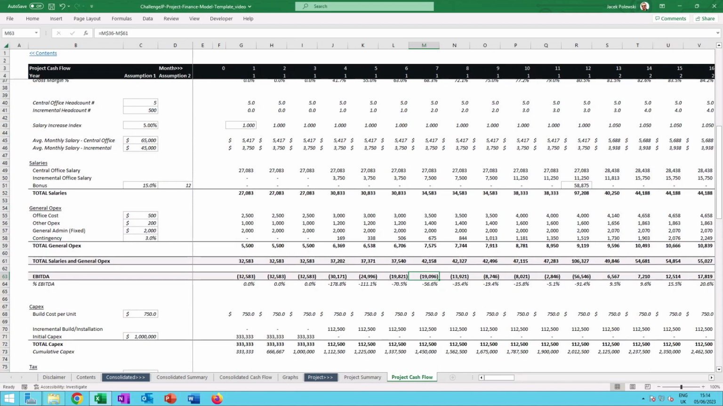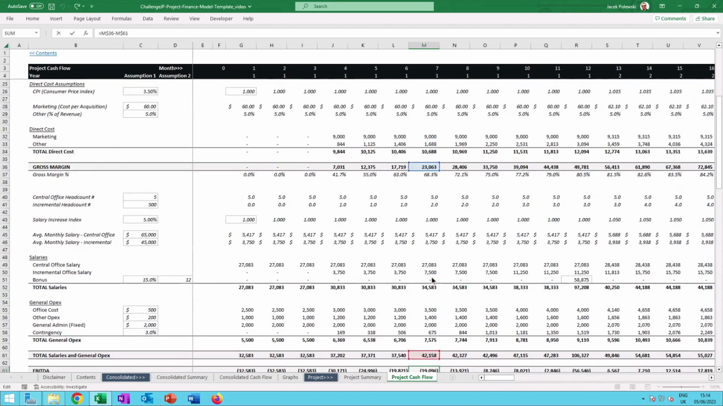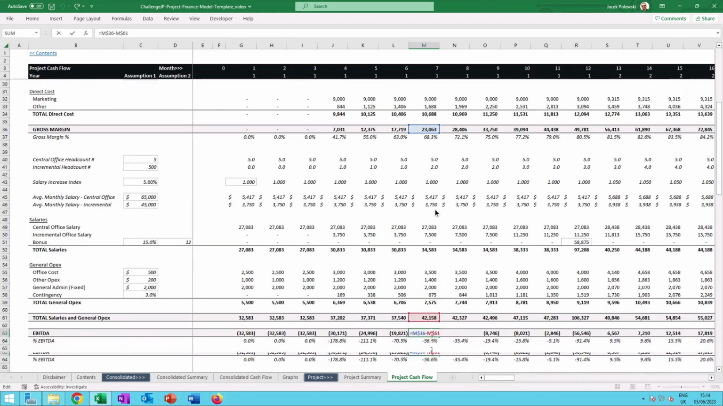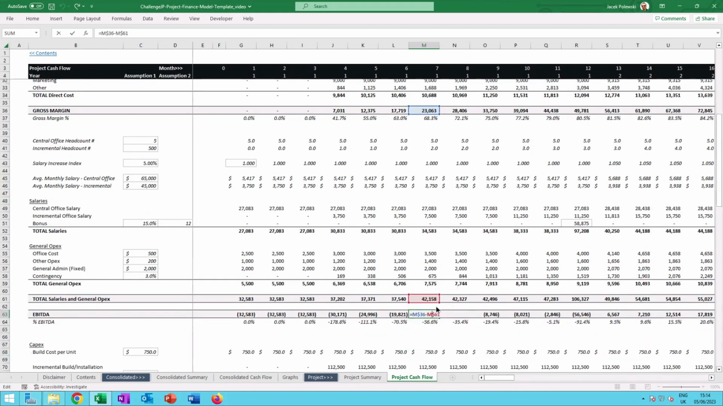EBITDA is the earnings before interest, tax, depreciation, amortization, which in our case here is just the gross margin, so the revenues minus direct cost, and then minus the salaries and general Opex.